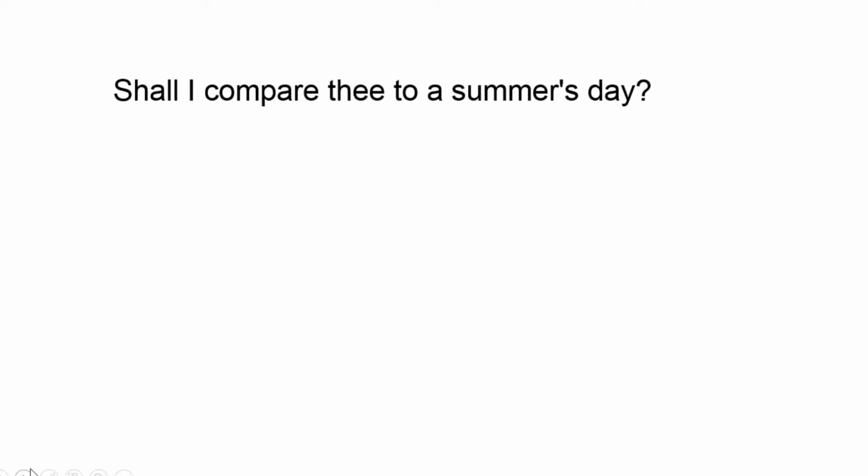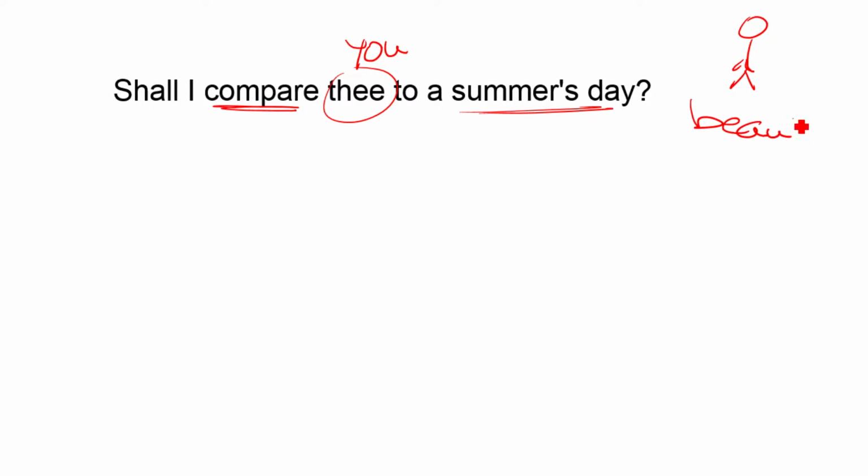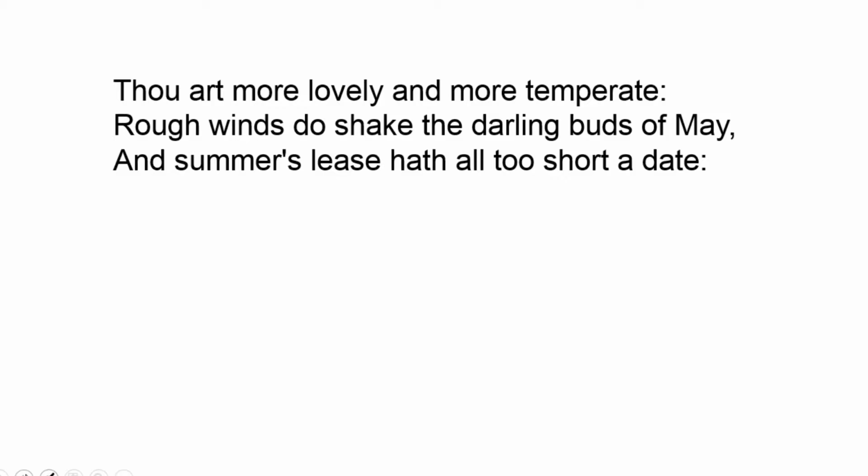He starts off with a question. He's talking to the thee, which is the you of the poem, so this person that he wants to describe. And he says, I need a comparison. I'm a poet, after all. Well, I'm the speaker anyway, wants a comparison. Shall I compare your beauty to, what about a summer's day? So he wonders if that comparison would be useful to describe the beauty of this person. And then he starts to answer his own question, and he basically says, no, actually, it's not a good comparison.